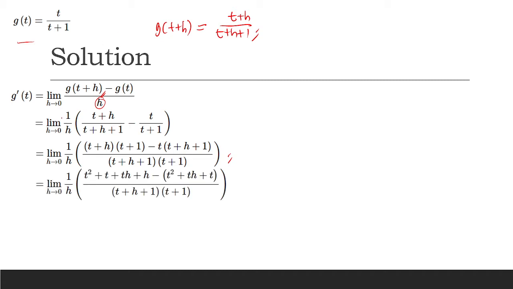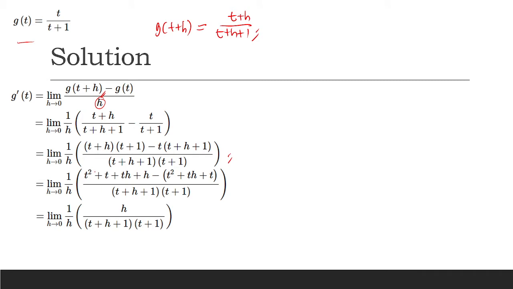So, ginawa natin, ito, minultiply natin to. Itong t plus h times t plus 1. So, kapag nag-FOIL method tayo dito, that's t squared plus t plus th plus h. Minus, itong t, distribute lang natin dito. So, that's minus t squared plus th plus t. So, over the denominator, it's t plus h plus 1 over t plus 1.